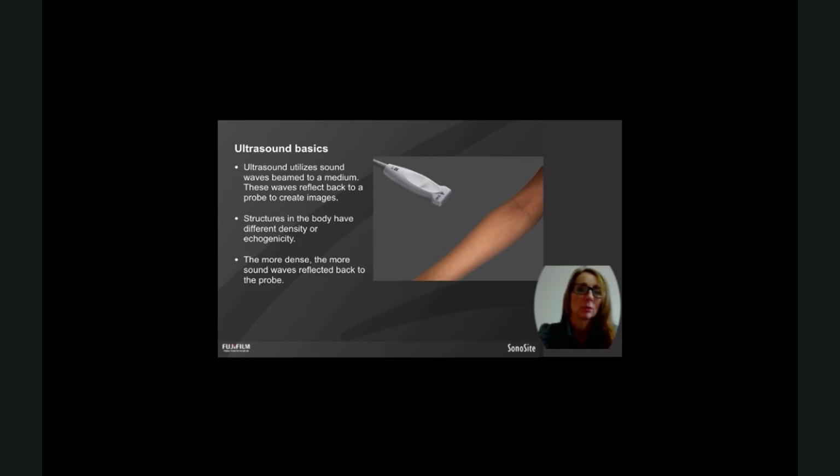Okay, but in general, ultrasound utilises sound waves that are beamed to a medium. The sound waves are reflected from that medium and back to the probe, and this creates the images. Now, how much or how little of the sound waves are reflected back to the probe really depends on the structures that you're imaging. The denser the structures that you're imaging, the more sound waves get reflected back and the brighter the image is. And the less dense, the less goes back to the probe. So we'll have a look at an example of that in a minute.